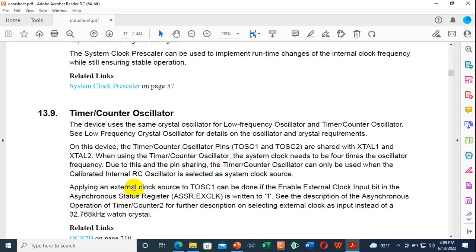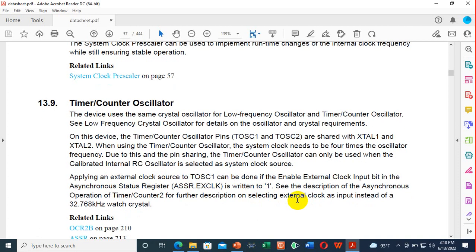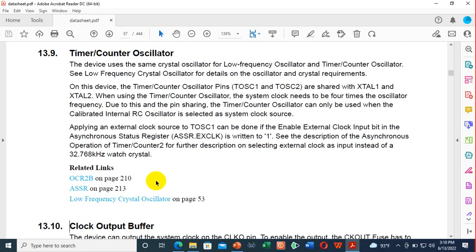Applying an external clock source to TOSC1 can be done if the enable external clock input bit in the asynchronous status register is written to 1. Okay. So for more information, they have given you the link on page 210, page 213 and page number 53. Okay, you can go to these pages for more information.